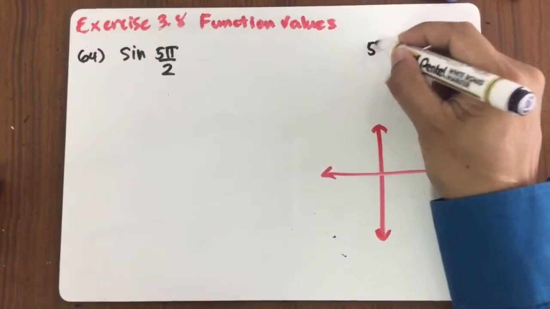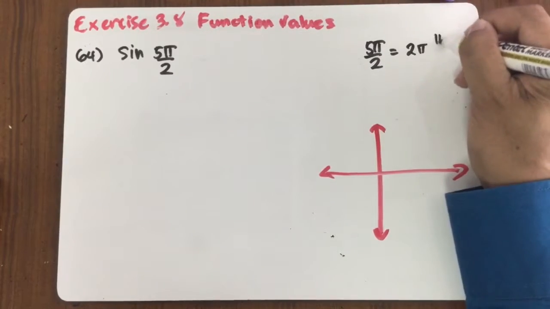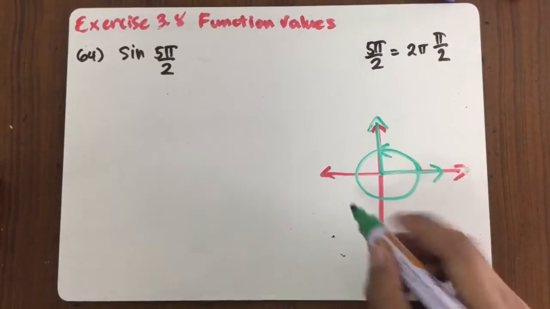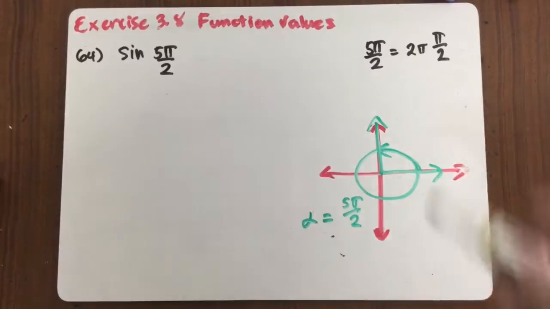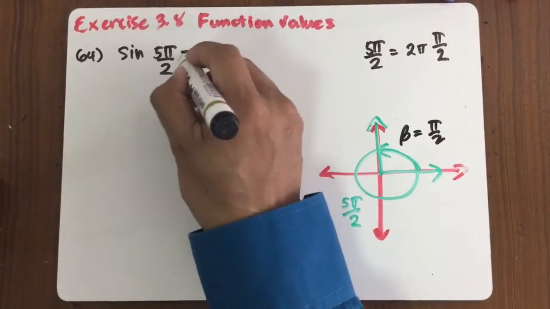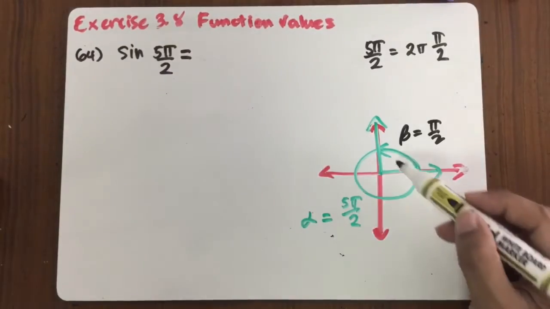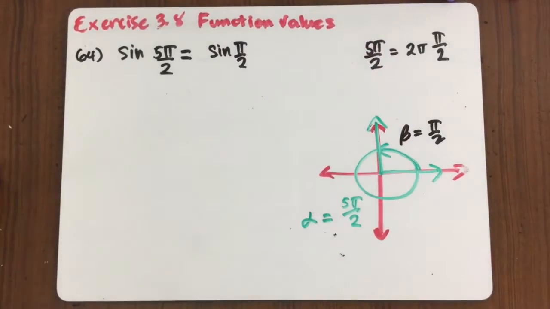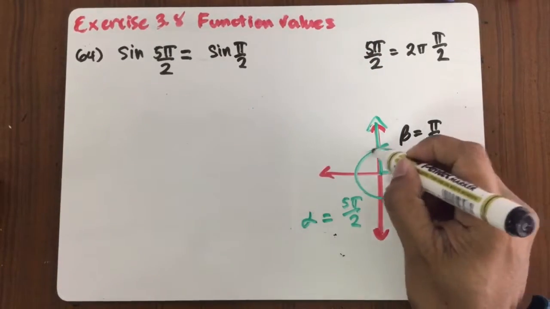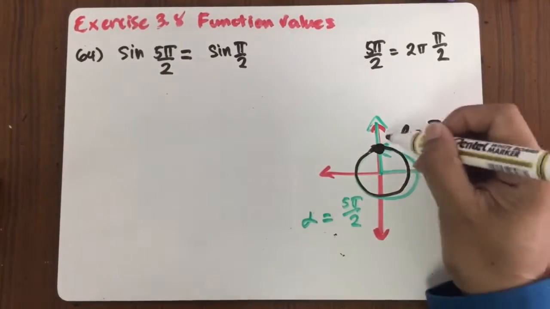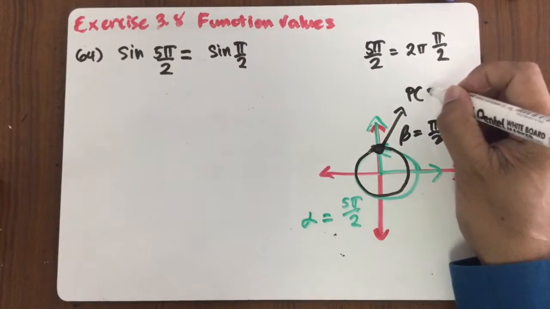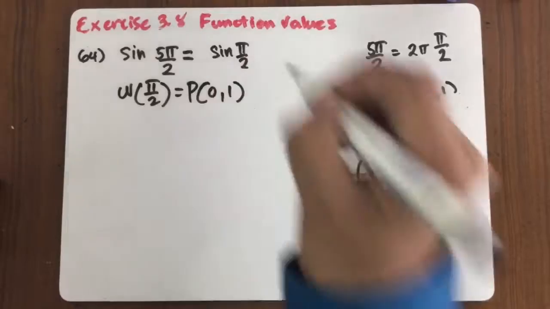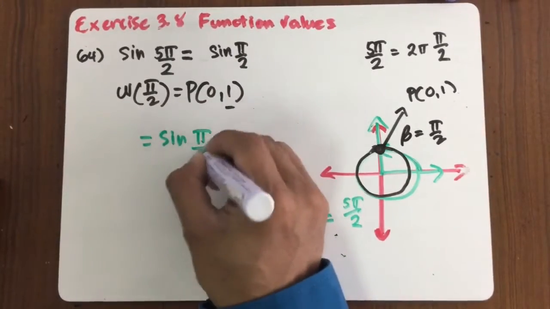Let us evaluate sine of 5 pi over 2. 5 pi over 2 is the same as 2 pi and pi over 2. So, ang ating reference angle dito is pi over 2. Positive ang value ng ating sine when t is pi over 2. So, sine of 5 pi over 2 is the same as sine of pi over 2. Okay, next, hanapin natin ang value ng ating wrapping function when t is pi over 2. So, yung ating point of intersection between the terminal side of our angle and our unit circle is the point with coordinates 0, 1. So, ang ating value ng sine of pi over 2 is equal to 1.